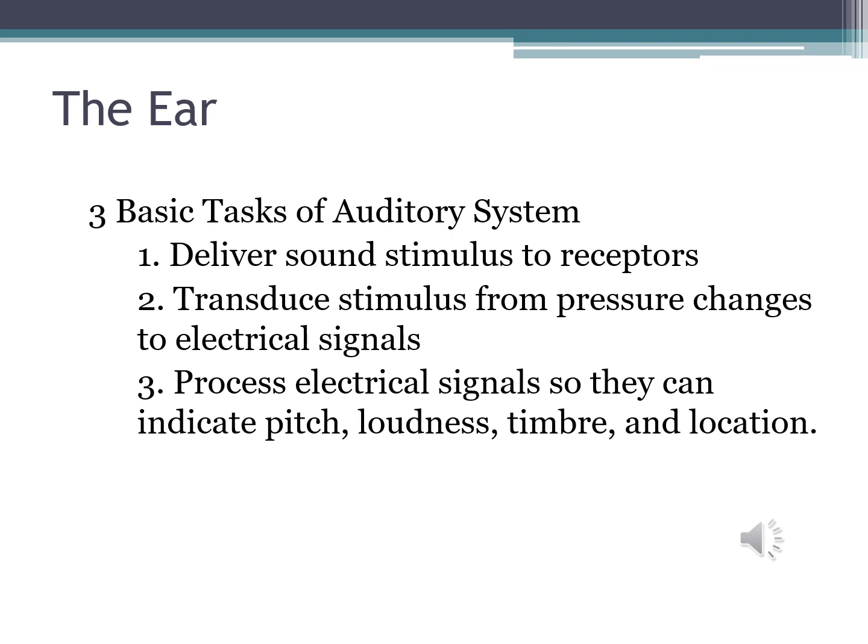Okay, so we get this information to the ear, and we are going to talk about the ear and the mechanics of the ear, starting with these three basic tasks of our auditory system. One, we want to deliver that sound stimulus to the sensory receptors so that, two, they can transduce the stimulus from those pressure changes into electrochemical information, action potentials. And three, we also want to process those signals so that they can indicate for us pitch, loudness, timbre, and location. So I'm going to do my little bit of sound localization here because nobody mentioned that they were interested in sound localization.